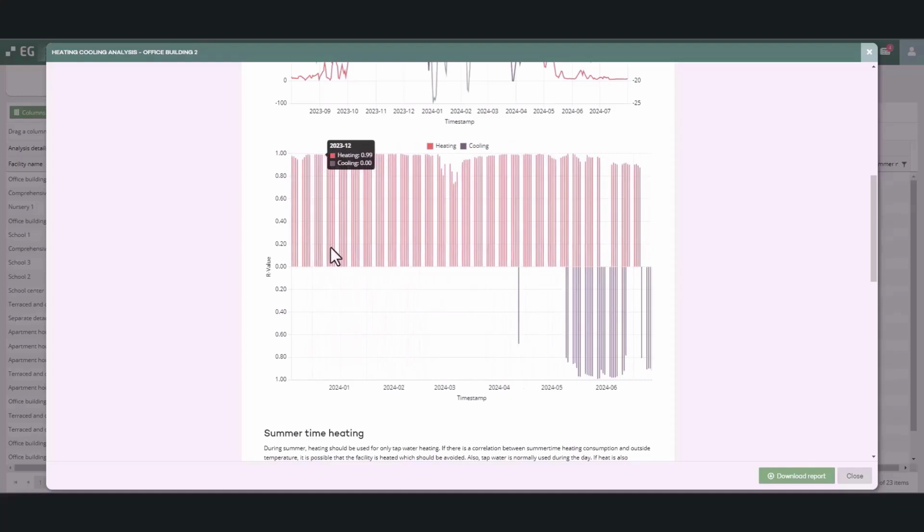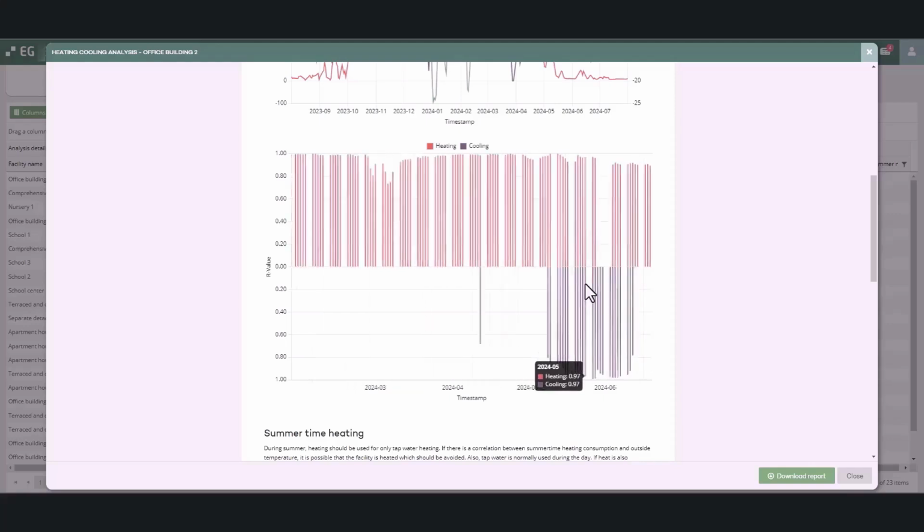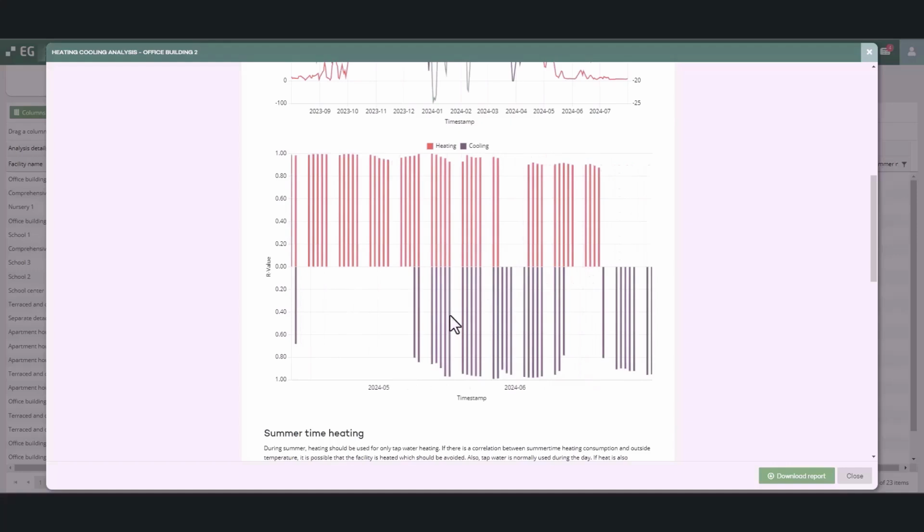The orange upward bars represent heating, and the downward purple bars represent cooling. If there are bars pointing both upward and downward on the same days, the facility probably has had both heating and cooling on the same day.